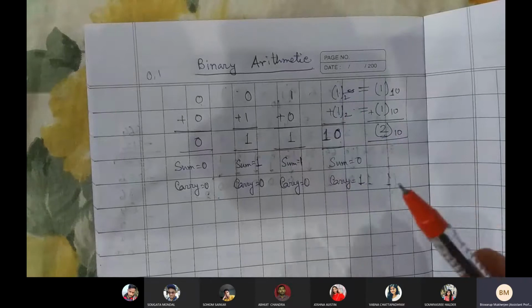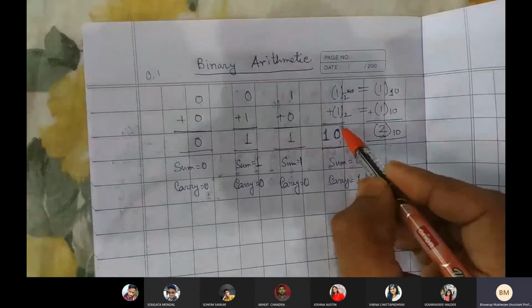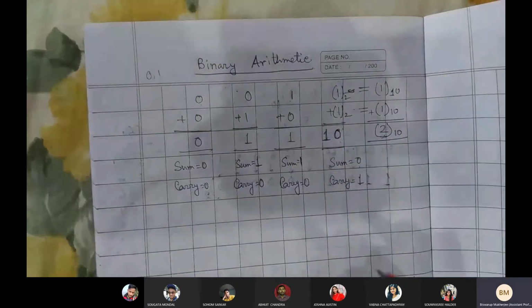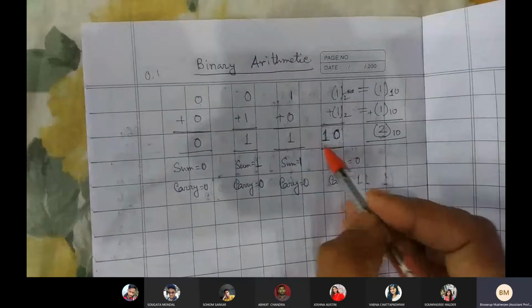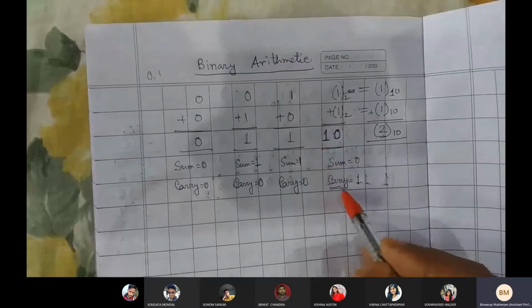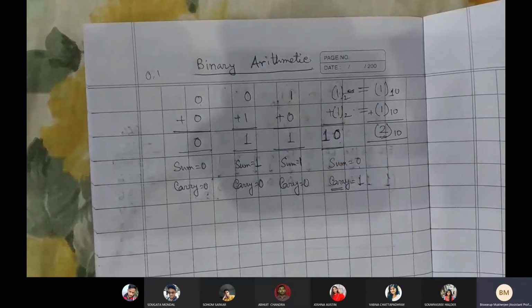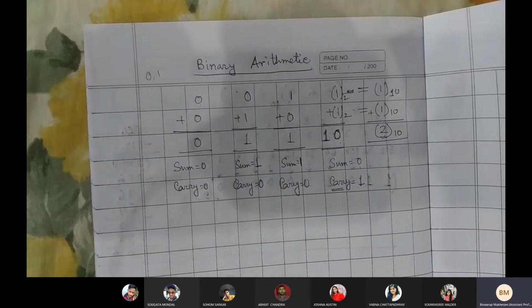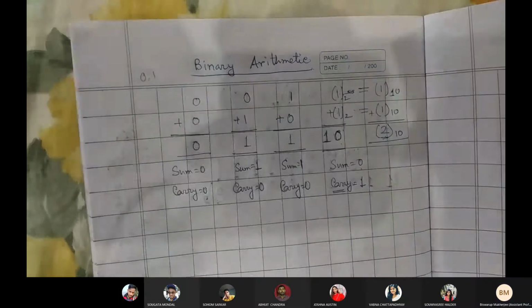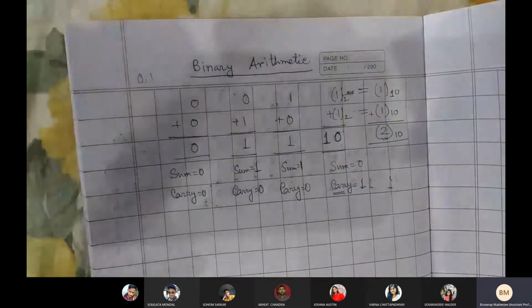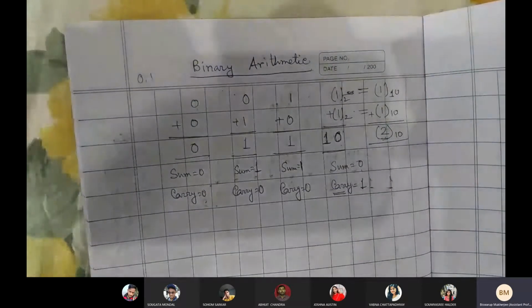1, 0, 10. And we know that this is the sum value, sum equal to 0, and the extra component is called the carryover. So carry is equal to 1. So that is 1 bit binary addition output. Okay. Am I clear on this one?